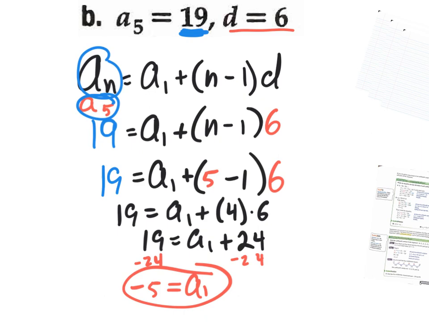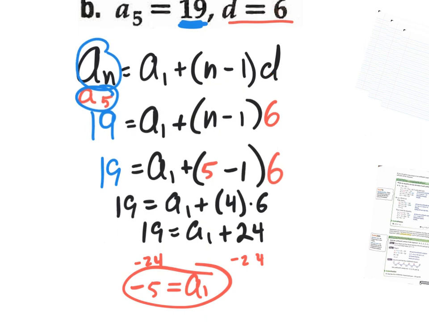Now, ladies and gentlemen, we have the a sub 1 value that we need, which is negative 5, and we have the common difference that was given to us. That way we could get the a sub nth rule. So let's take that negative 5 and put it right here. Take the 6 and put it right there, and we should have our a sub nth rule after simplifying it. Before I do that, I need to group everything.